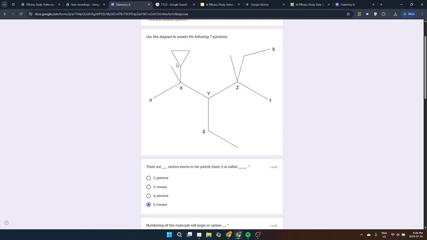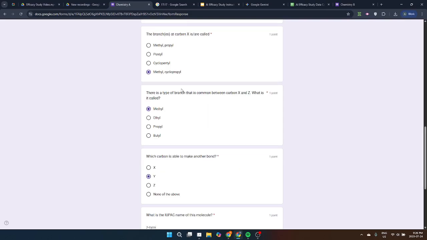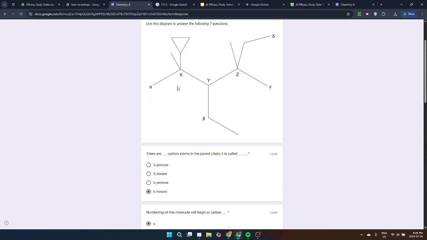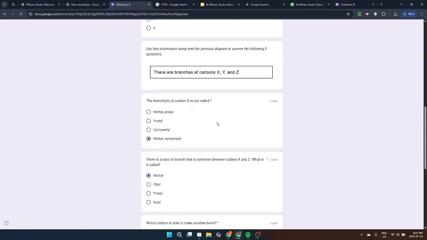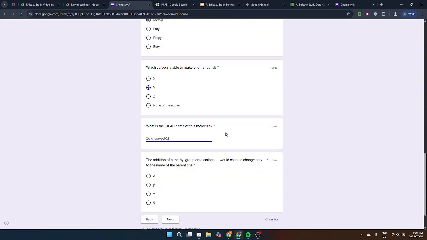Okay, so cyclopropyl is pretty far ahead. So 2 cyclopropyl. 1, 2, 3, 4, 5, 6, 1, 2, 3, 4. On carbon 4 and carbon 2 is the methyl group. So 2, 4, 4 trimethyl.